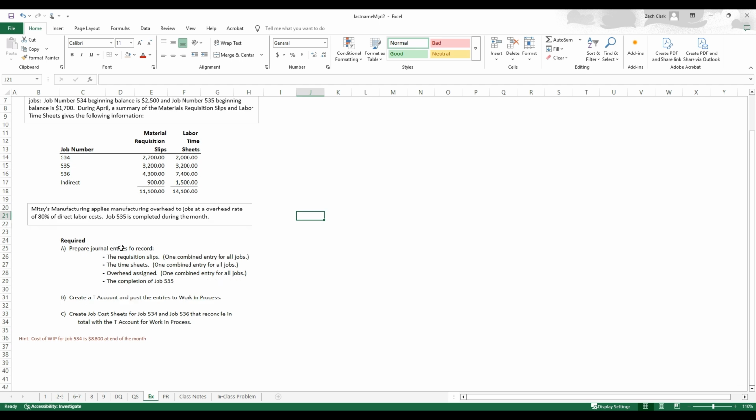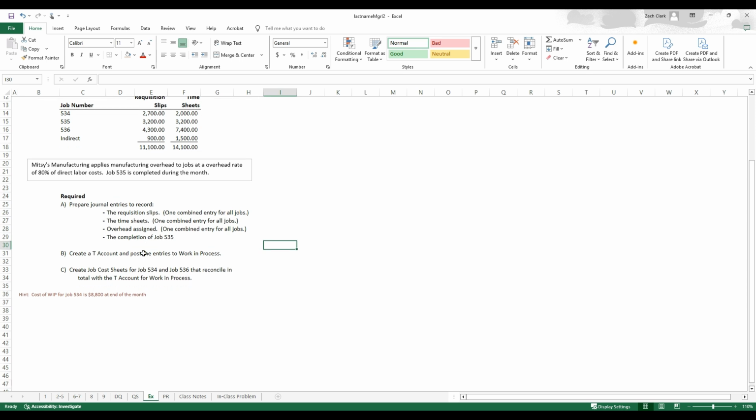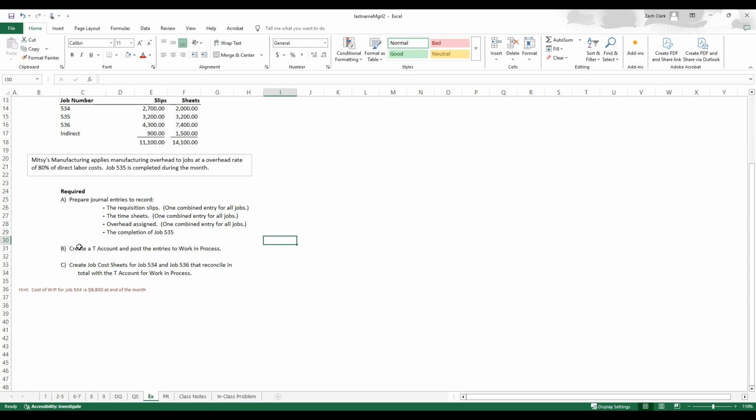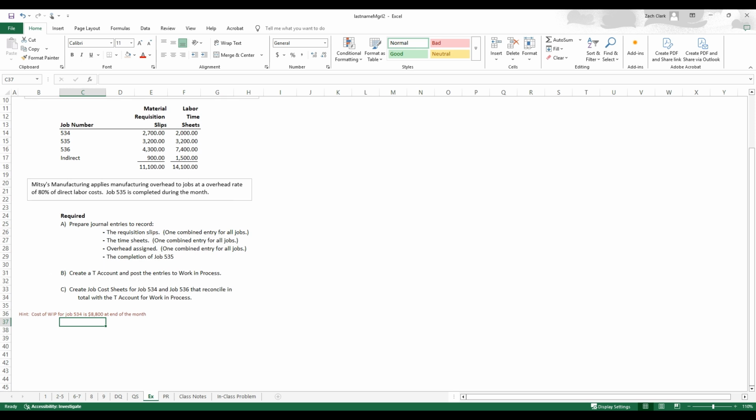All right, so prepare journal entries. That's supposed to be a T2 record. The requisition slips, one combined entry, time sheets, overhead assigned, and then the completion of the job. So we'll do journal entries, we'll create some T accounts, and then we'll create the job cost sheets that reconcile in total with the work in process T account. And it gives us a little hint here that the cost of the work in progress for job 534 is $8,800 at the end of the month. So when we finish our whole work here, we can check back against that to see that we did it right. So that is important.